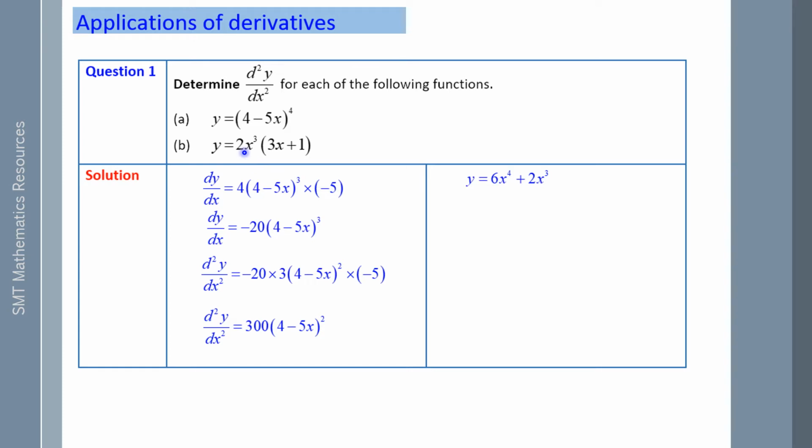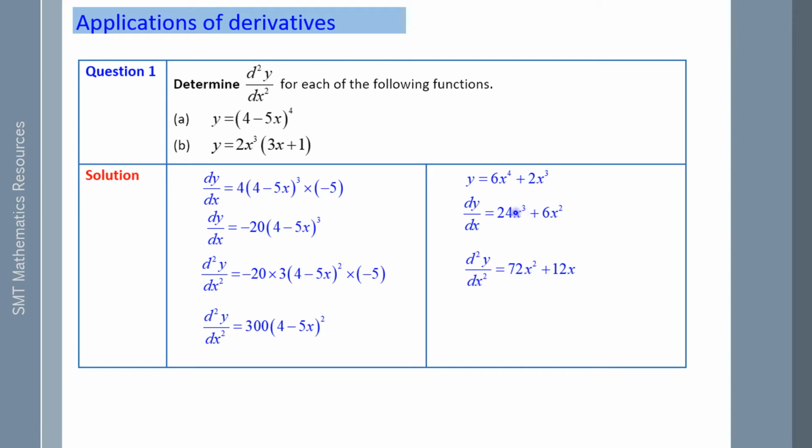In the second case, I'm just going to expand. So 2x cubed times 3x is 6x to the 4. 2x cubed multiplied by 1 is 2x cubed. Makes it far easier to differentiate instead of using the product rule here. dy/dx is 24x cubed plus 6x squared. And simply, now we can just work out the second derivative.